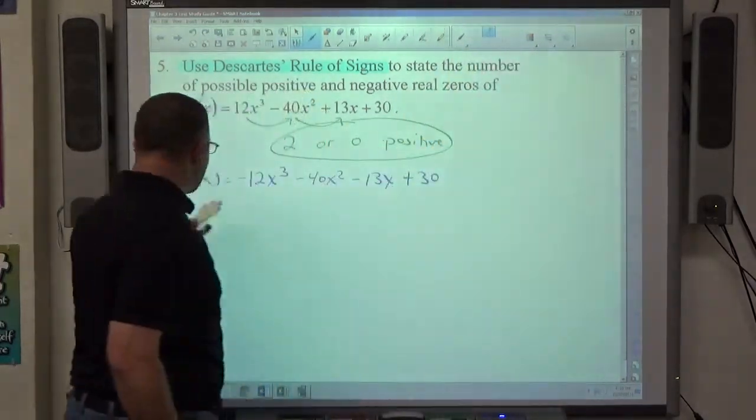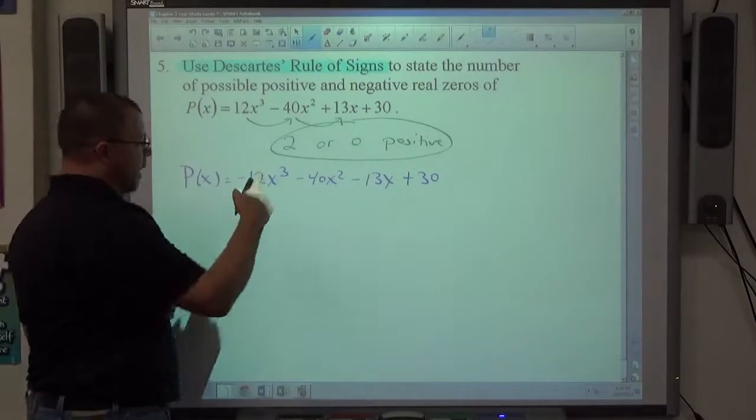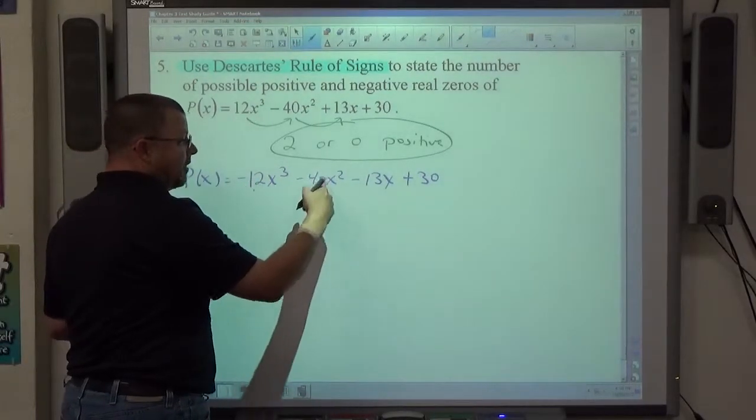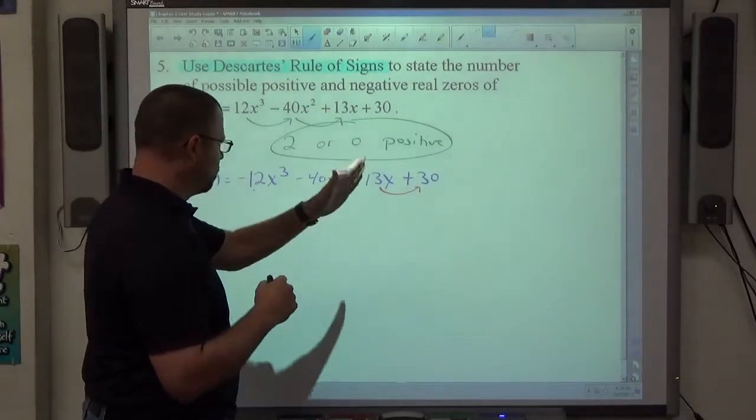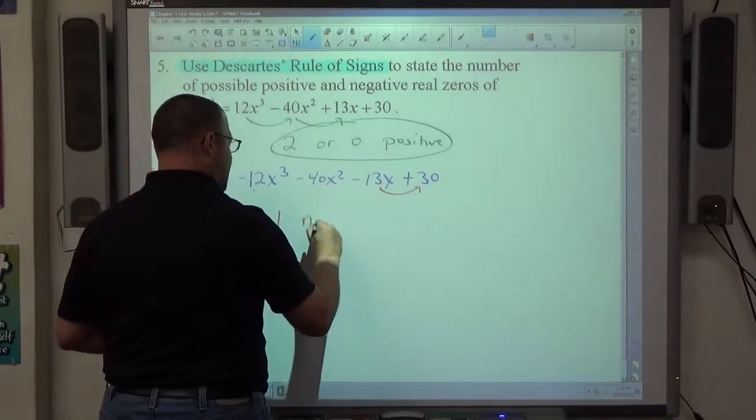Then if I look at the p of negative x, looking for variations in sign, this is negative, it stays negative, it stays negative, it switches to positive. So there's exactly 1 variation in sign from term to term. So there's exactly 1 negative solution.